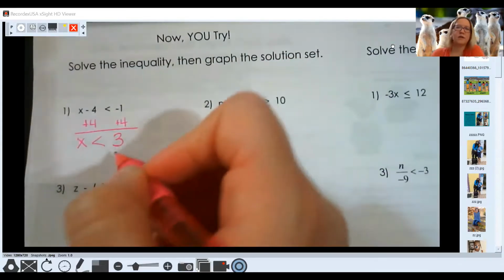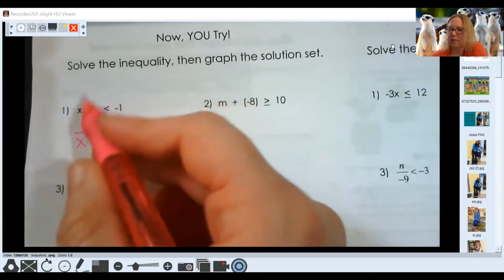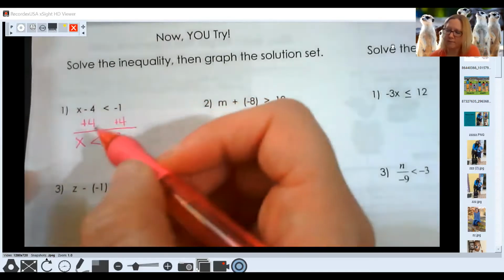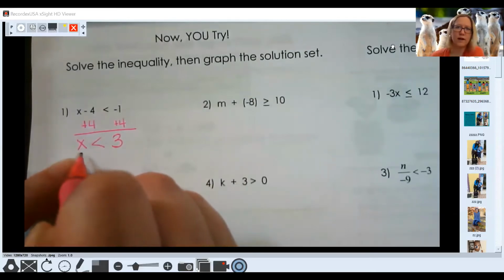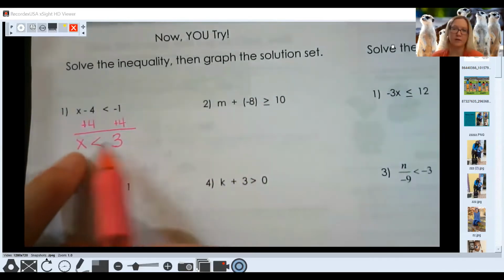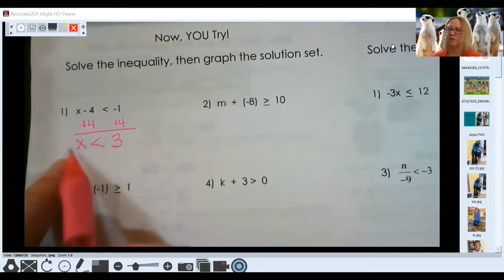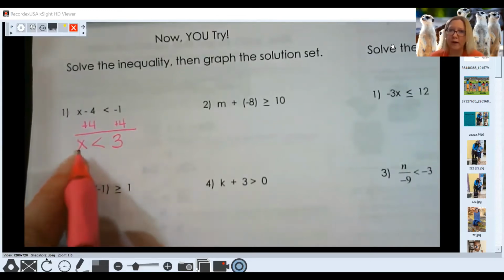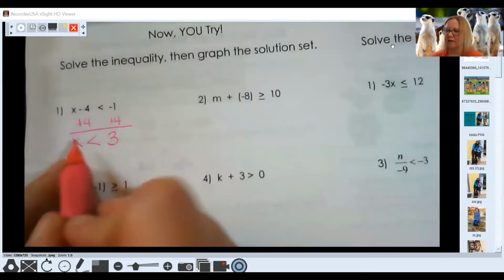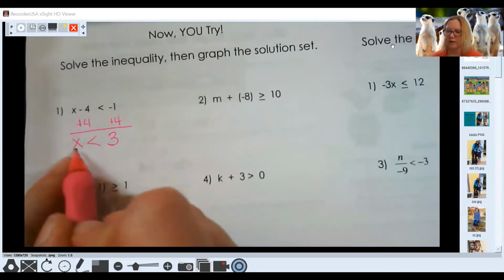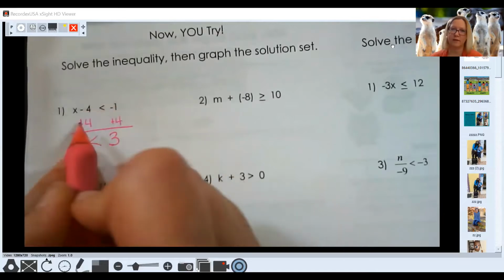All right, I do want to check it. So I'm going to substitute a value back into the original inequality. For instance, let's say I use 2. I chose 2 because 2 is less than 3, so 2 would be true in place of x. I could have picked 1. I could have picked 0. I could have picked 2.5. Any value that is less than 3 should be true in this original statement.